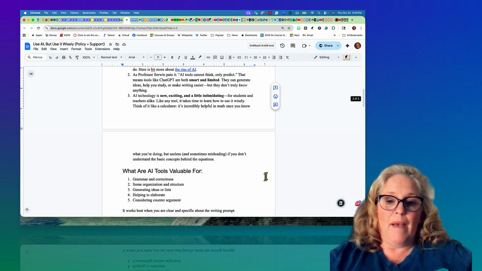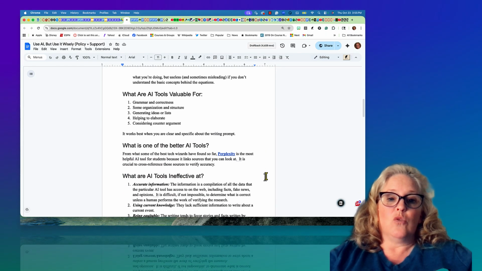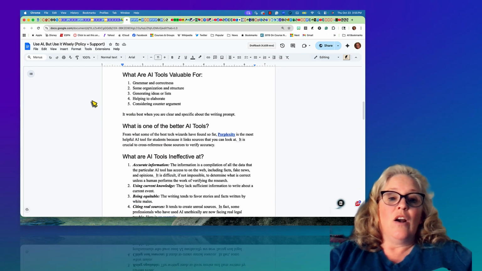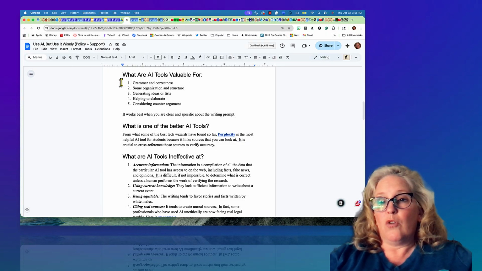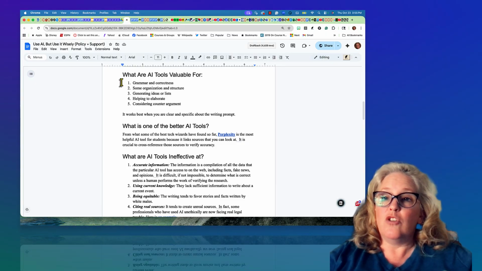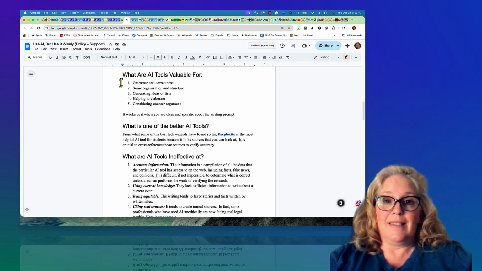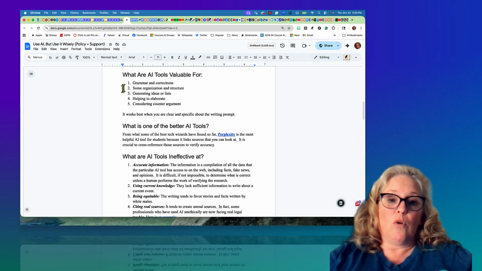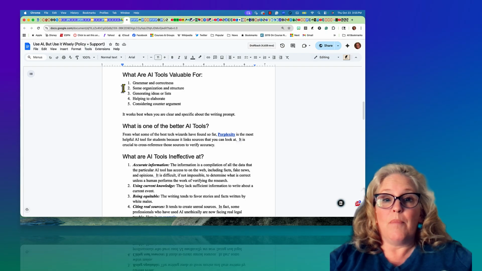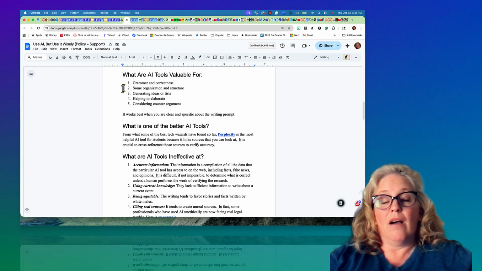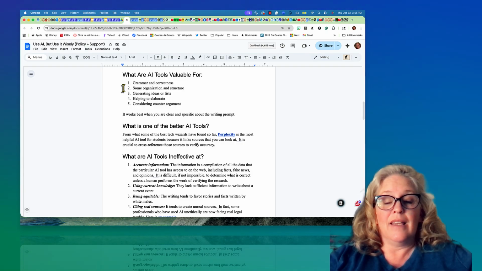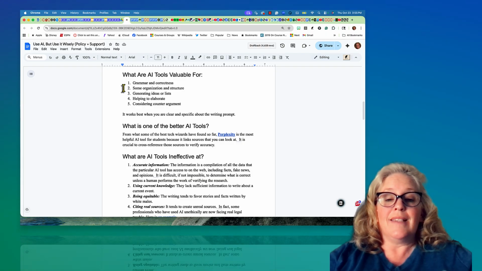So let's talk about what AI tools are valuable for. They're often valuable for grammar and correctness. Sometimes they do make mistakes. They don't understand words or phrases in the way that I intend, so I still check myself for grammar and correctness. It's really helpful for organization and structure. For example, I like to take my writing, put it in AI, and ask it to organize it and structure it for a particular audience.